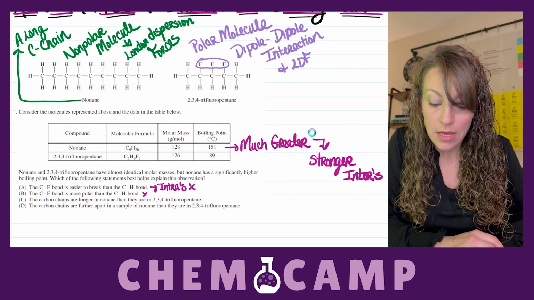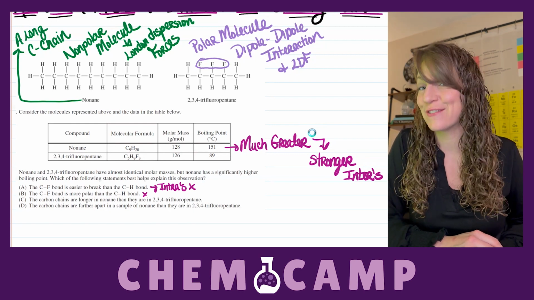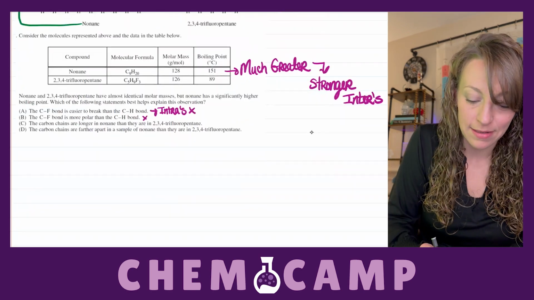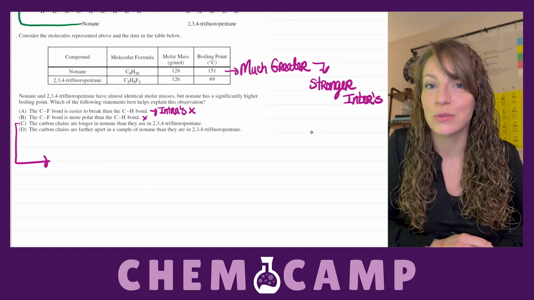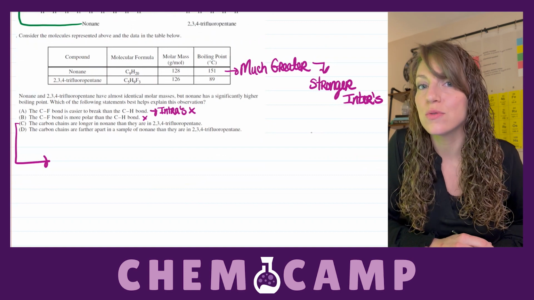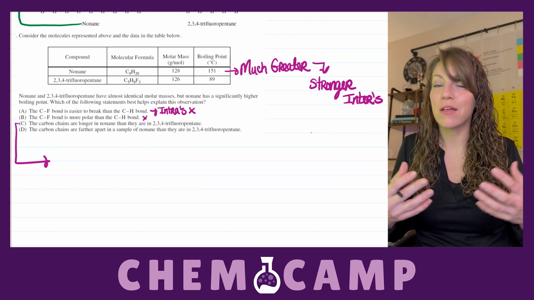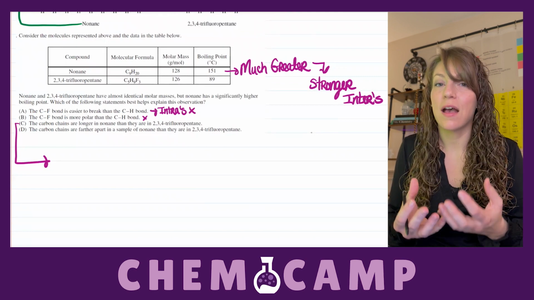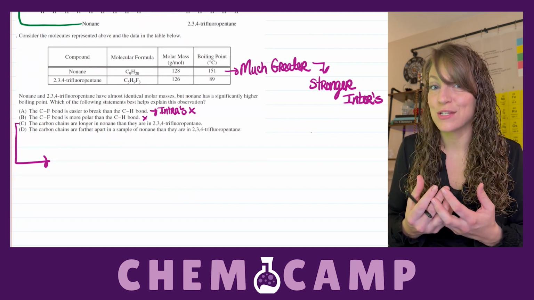Letter C says the carbon chains are longer in nonane than they are in 2,3,4-trifluoropentane. Another true statement. Let's talk about it. What you have to remember with your nonpolar molecules is those London dispersion forces are actually what's referred to as induced dipoles, meaning when two of those nonpolar molecules collide, their electron clouds shift, causing a momentary dipole to occur, and then they can be attracted to each other.